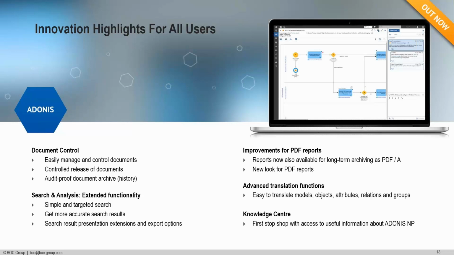We then only display the released information for our process readers who need to consume the content, and we automatically archive all documents once a new version is released. So similar to the model release workflow, it also maintains the audit-proof archive and historization for all of the documents that you have.